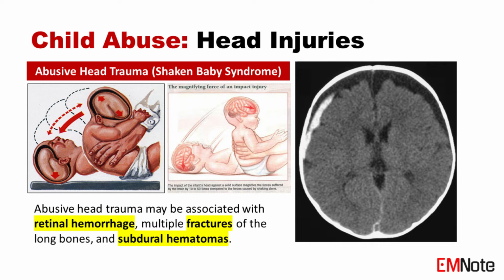Symptoms can include irritability, vomiting, lethargy, seizures, and coma. Abusive head trauma may be associated with retinal hemorrhage, multiple fractures of the long bones, and subdural hematomas.